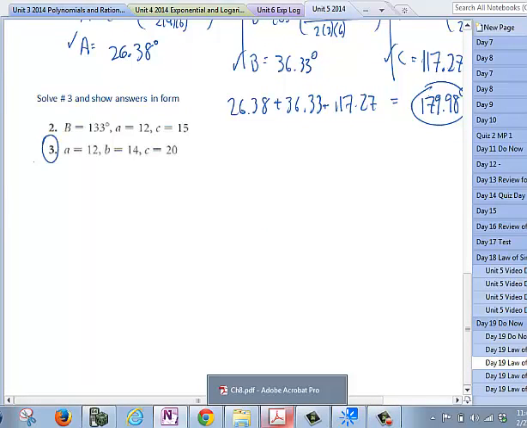So what I want you to do to prove that you understand what's going on here is I want you to do number 3. Again, it's another side, side, side situation. I'd like you to find all 3 angles and please report them in the form that this video is embedded in. Good luck, and I hope you found this video helpful.